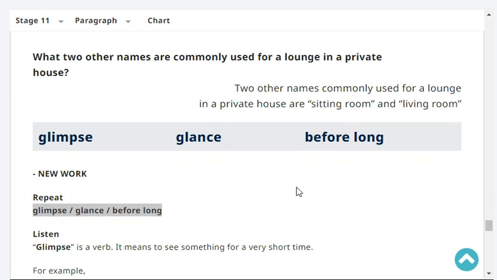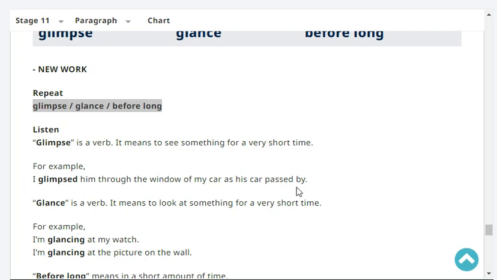Okay, listen. Glimpse is a verb. It means to see something for a very short time. For example, I glimpsed him through the window of my car as his car passed by.